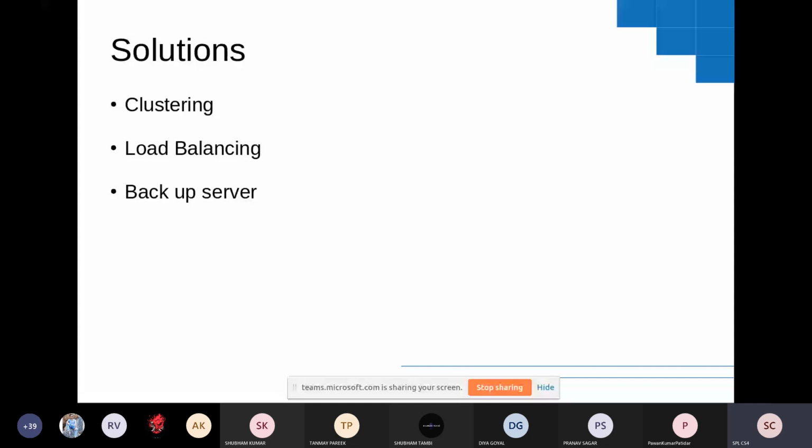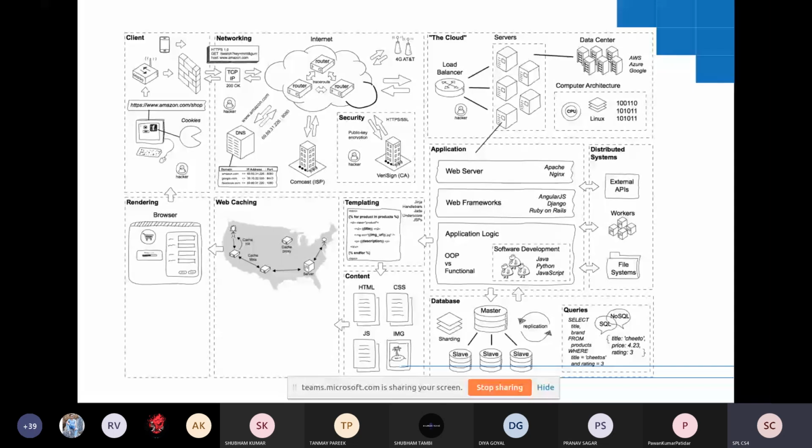Before proceeding further, let's see where these things actually fit in. This is the same diagram that I showed yesterday, showing how the web actually works. The client puts in a request that goes to networking. After networking, it comes to the cloud. Now inside the cloud, the very first thing is a load balancer, which helps to distribute the requests coming to it to various servers.